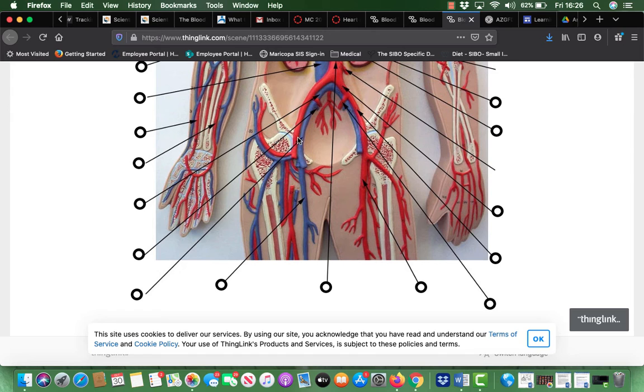So then as you follow this external iliac vein down, it's nice because you can actually see the saphenous vein. So you'll have a branch off of it called the saphenous, the great saphenous vein.